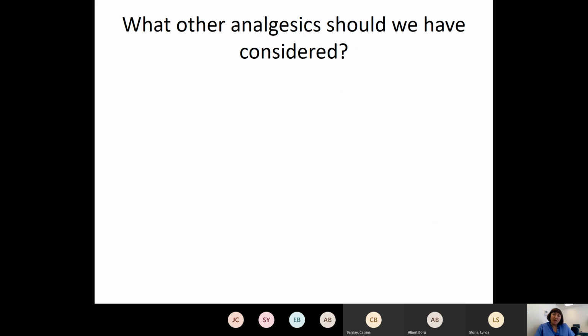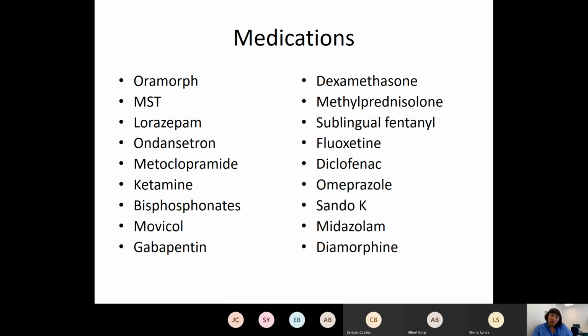I'm just going to pause a minute and see if anybody's got any questions or any suggestions regarding this cocktail of drugs that we ended up on, or the process we went through.